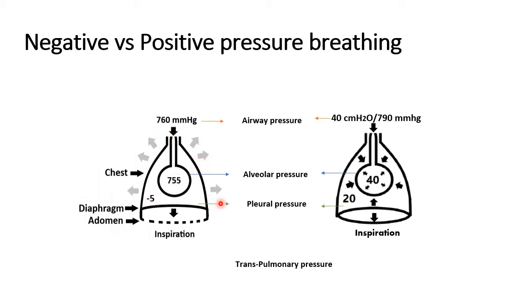wall expands. Opposite in positive pressure ventilation, the ventilator pushes with an airway pressure, in this example 40 centimeters water, equivalent to 790 millimeters mercury. The alveolar pressure becomes positive relative to the atmospheric pressure, and the pleural pressure also becomes positive. And that gets us the transpulmonary pressure, which is the difference between the alveolar pressure and the pleural pressure.